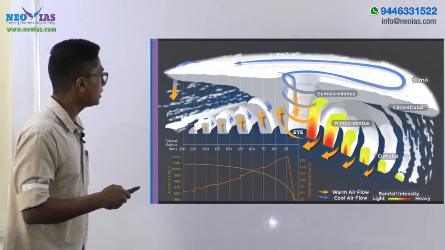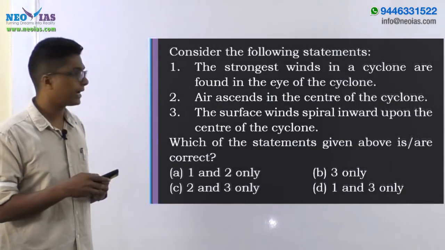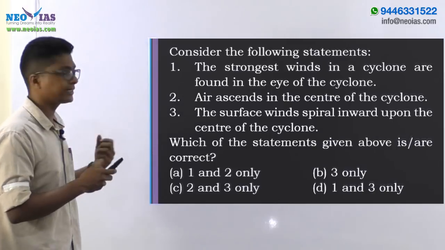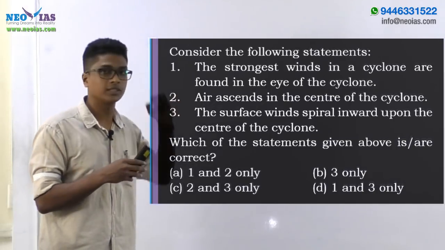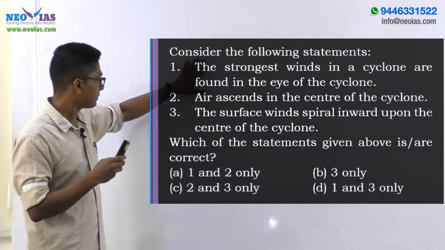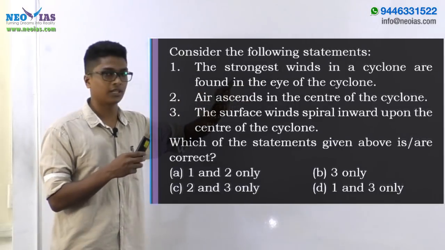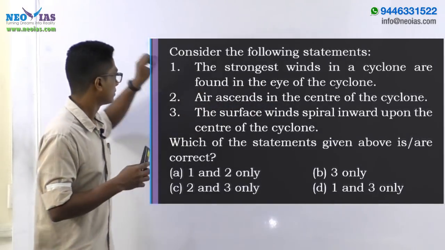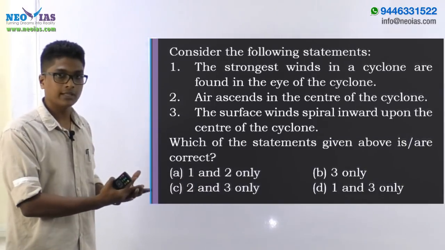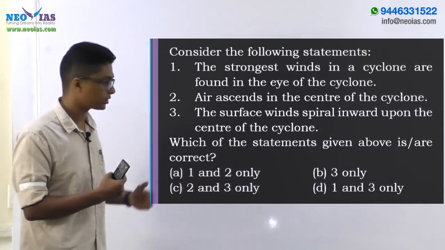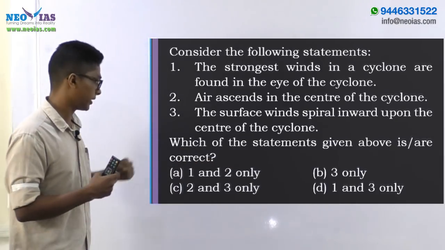Okay. Now let's go back to the question. So this is a 3-statement question related with tropical cyclone. In the first statement, the strongest winds in a cyclone are found in the eye of the cyclone. So the first statement is wrong in the sense that the strongest winds are seen in the eye wall of the cyclone, not the eye. So the first statement is wrong, and going through the options, you have to always apply the elimination method if you are solving the prelims question, and you can eliminate A as well as D having 1 in it.